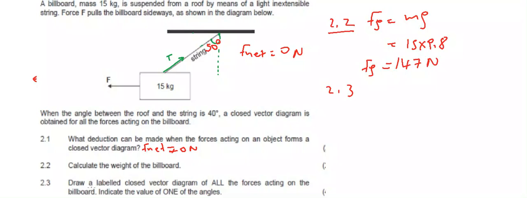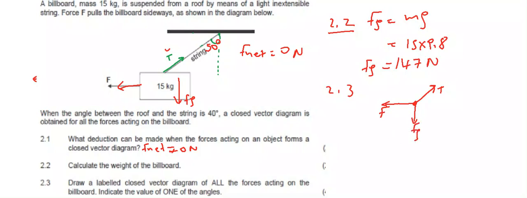2.3. Draw a labeled closed vector diagram. Indicate the value of one of the angles. Let's draw the free body diagram. Let's start with the force diagram. There is a weight going down, that is Fg. Then we have this force going in that direction, that is the applied force. Then the tension in that direction, then Fg in that direction.